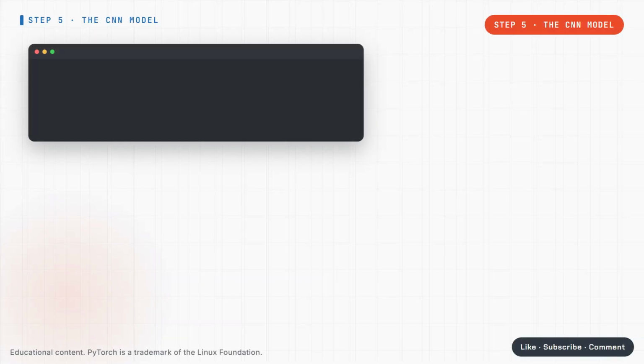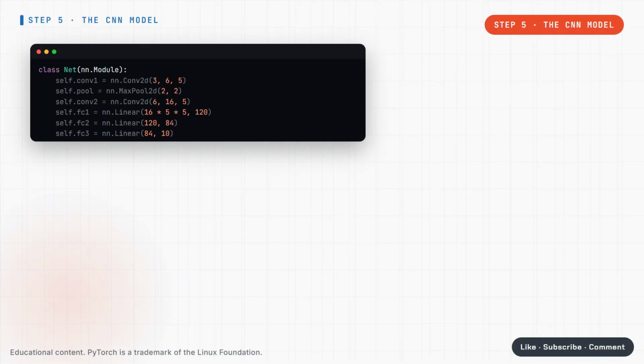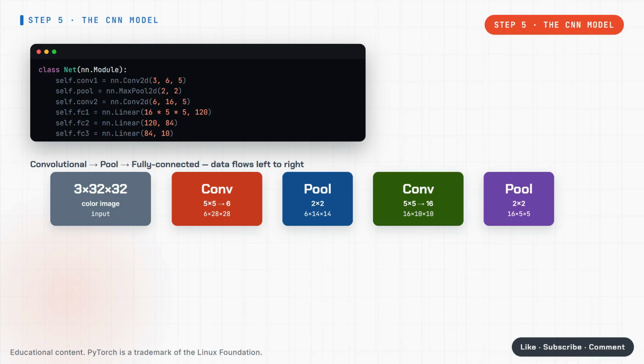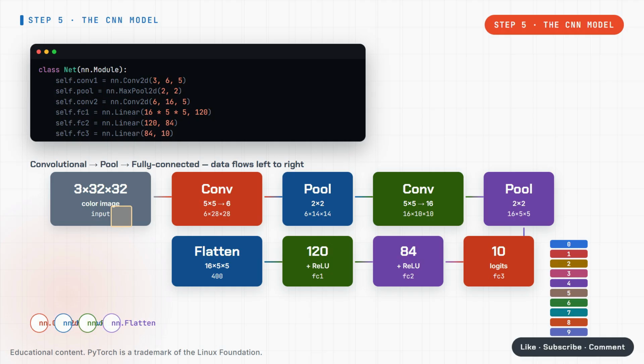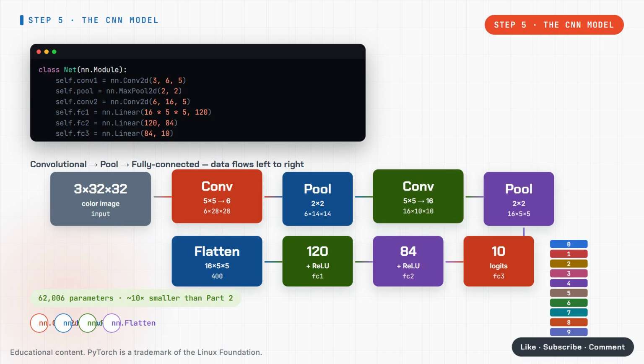Time to build a convolutional neural network. The first convolutional layer applies 6 filters to the color image, shrinking it from 32 to 28 pixels. Then a 2 by 2 pooling layer halves it again. A second convolution brings it to 16 channels. After pooling, the data flattens into 400 numbers, then flows through 120, then 84, then 10 output neurons. 1 per class.